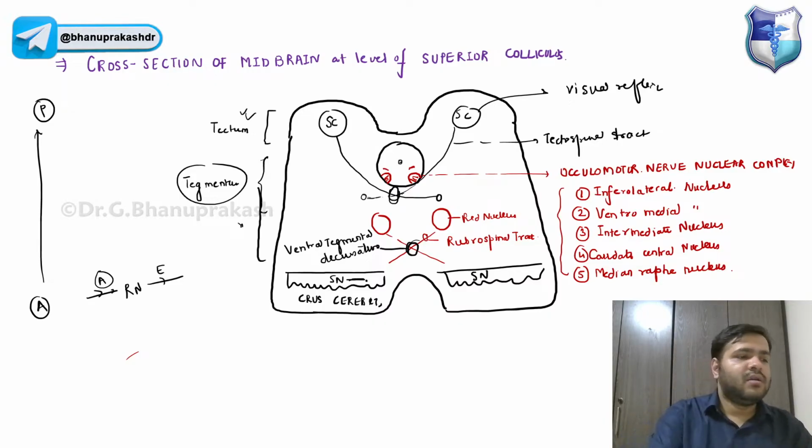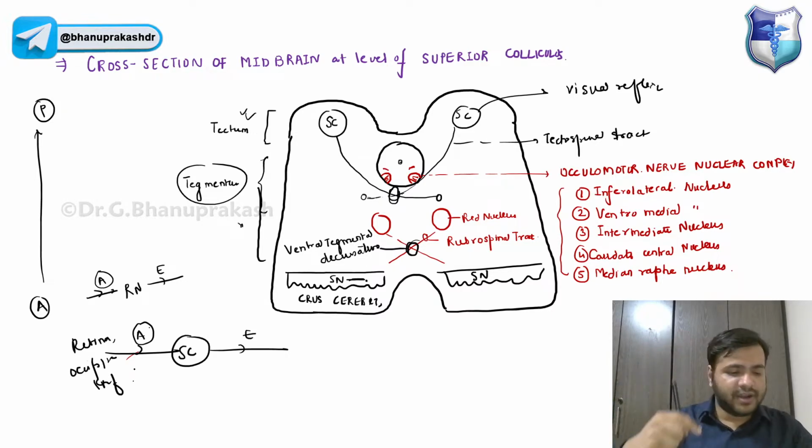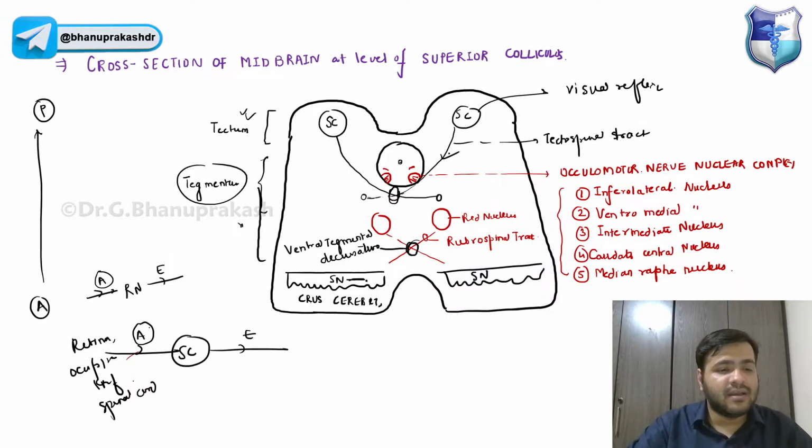Now, guys, remember, the superior colliculus will receive afferent fibers and it will release some efferent fibers, right? The superior colliculus receives impulses from the retina, that's why the occipital cortex. Even the inferior colliculus, we have already told you, and also from the spinal cord via the spinotectal tract, and it will give these efferent fibers, guys.